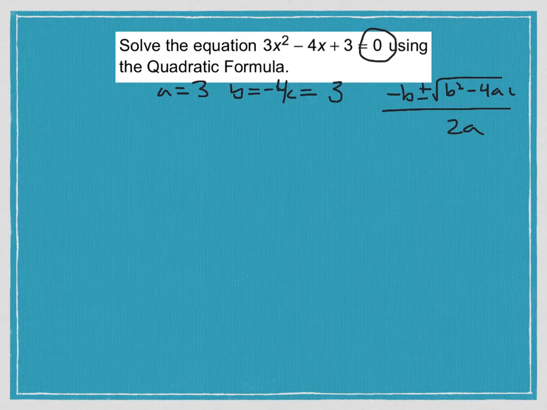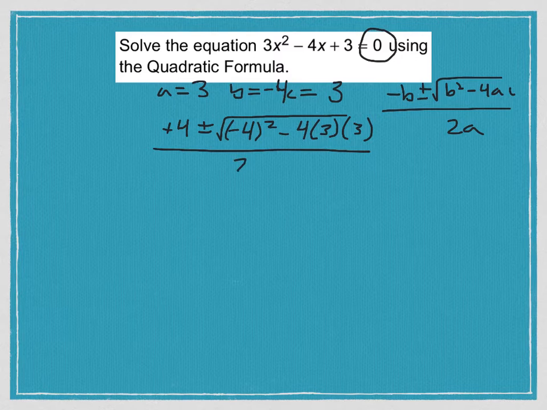So now that we plug it into our formula, what's our formula going to be? It'll become a positive 4 plus or minus the square root of -4 squared, minus 4 times 3 times 3, over 2 times 3.